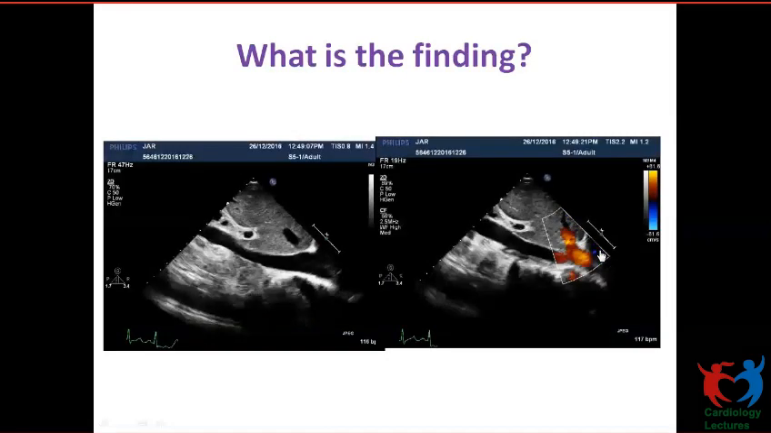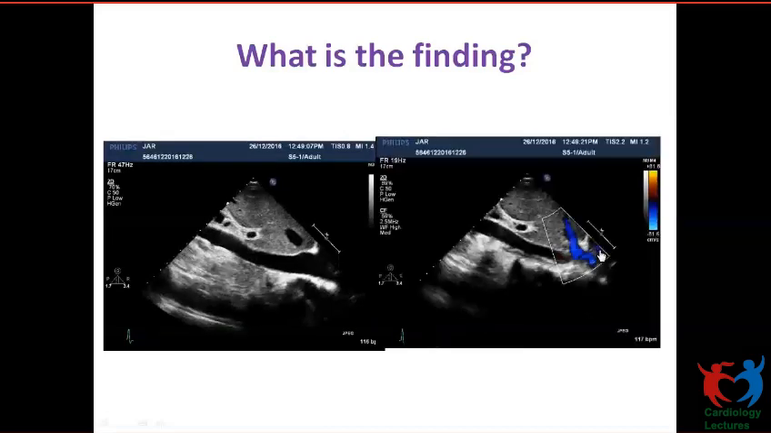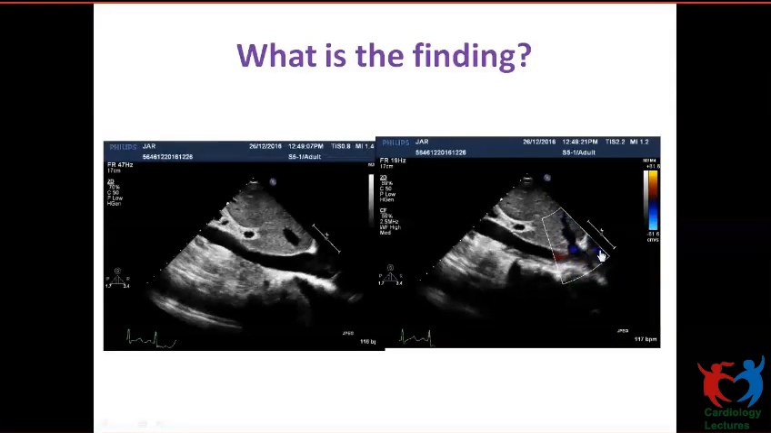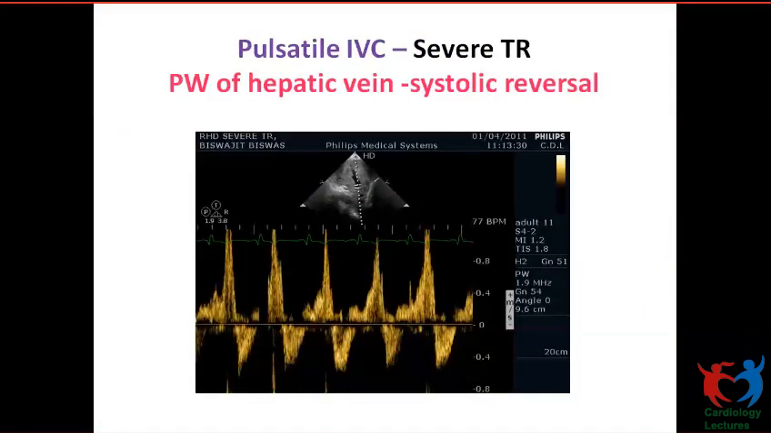If you put a Doppler in the hepatic vein, what will you get? Flow reversal. Reversal of S wave, ma'am. Correct. So this is a pulsatile IVC due to severe tricuspid regurgitation, and a Doppler in the hepatic vein showing, which one is this, below or above? Above one, ma'am, above one is reversal. So above this is the systolic flow reversal. So this is of severe tricuspid regurgitation.